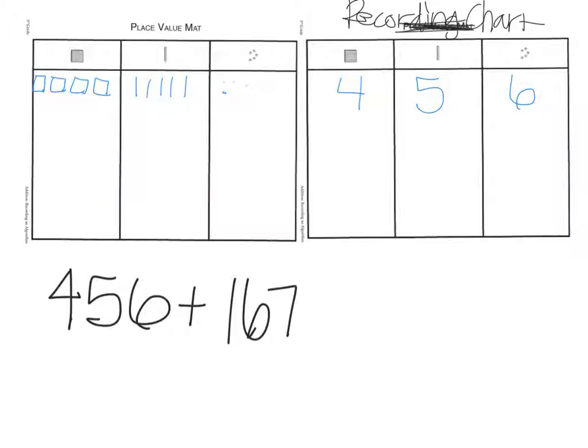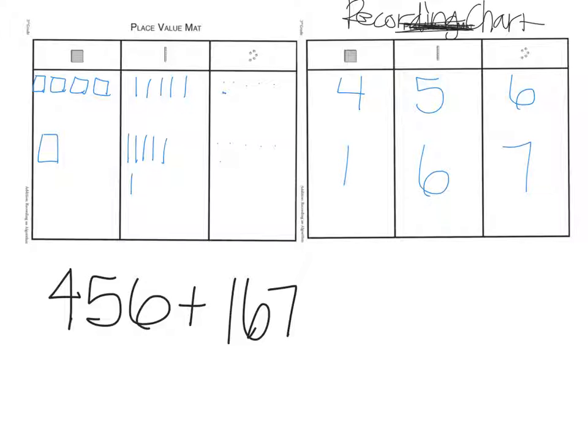Now let's go ahead and put our second addend on our charts. So I have 100, I have 6 tens, again I'll group in 5s, and I have 7 ones. 1, 2, 3, 4, 5, 6, 7. I realize my 1 dots are kind of small. So now we're going to go ahead and record that on the recording chart. So I have 1 in the hundreds, 6 in the tens, and 7 in the ones.